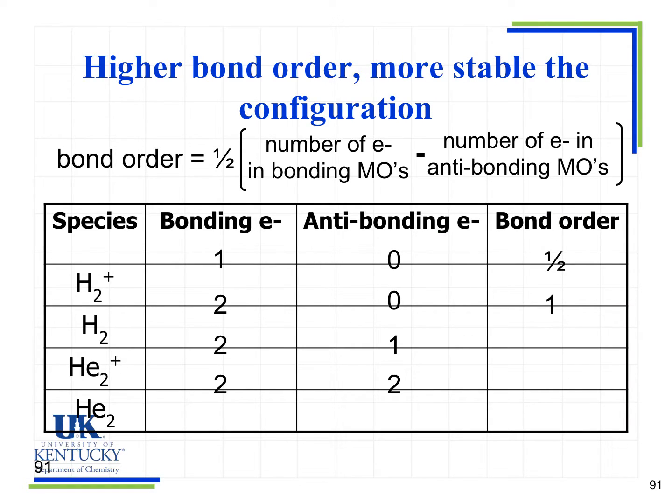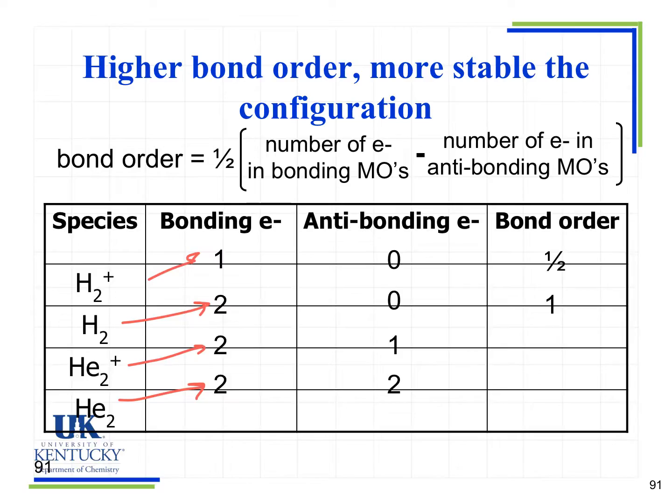So apologies, some things got a little out of line here when I imported this picture, but you can see that this goes with that, and you can line up those rows there. And so for bond order, we say 1/2 times the difference of the number of electrons in bonding molecular orbitals minus the number of electrons in antibonding molecular orbitals.